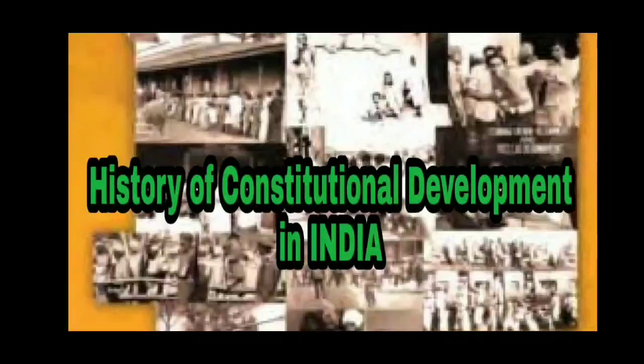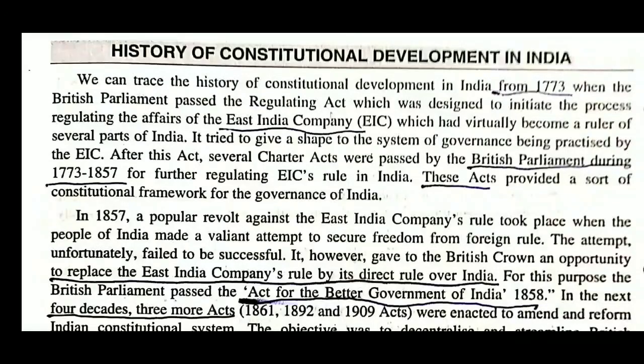Dear students, today we are going to discuss the history of constitutional development in India. We can trace the history of constitutional development in India from 1773, when the British Parliament passed a Regulating Act which was designed to initiate a process of regulating the affairs of the East India Company, which had virtually become a ruler of several parts of India. It tried to give a shape to the system of governance being practiced by the East India Company.